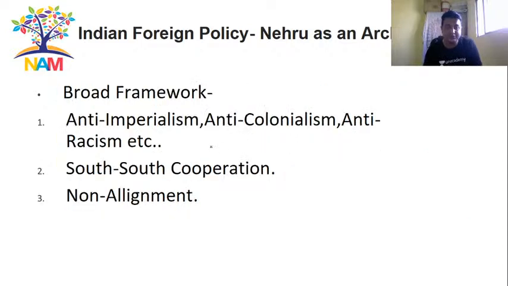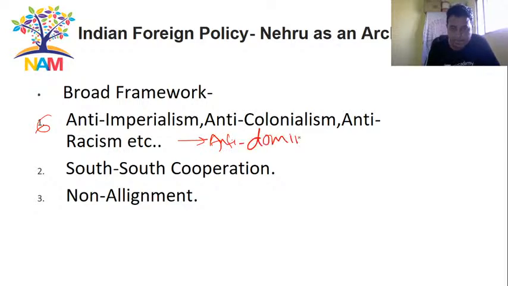Next important, the sixth aspect of the broad framework, is anti-imperialism, anti-colonialism, anti-racism, and basically anti-dominance. Anti-dominance means the influence of one country over another; we are against that idea.